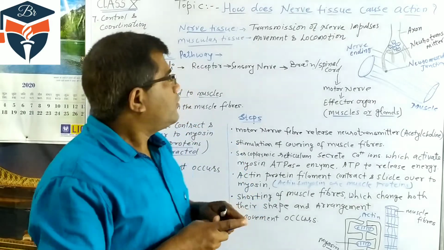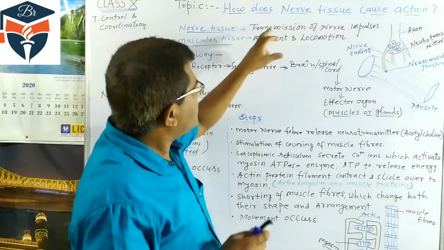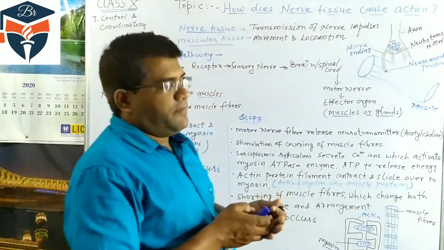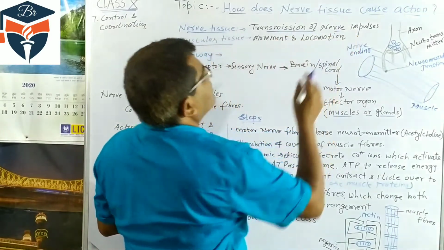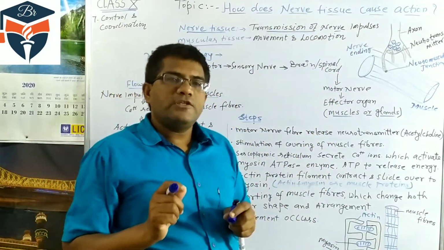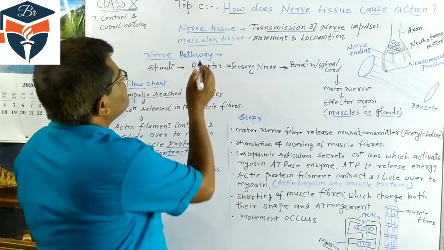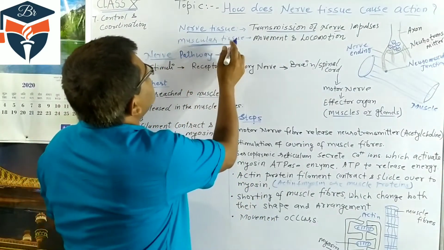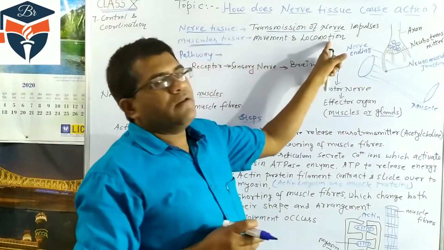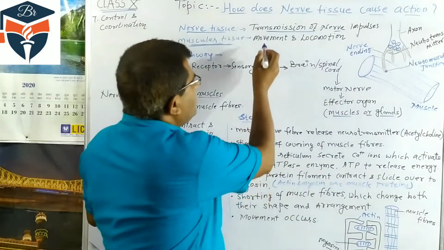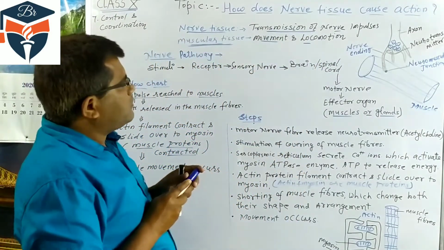But there is not too much role of the nerve tissue. Nerve tissue only helps in transmission of the nerve impulses, which are passed from one place to another. Muscular tissue is the main tissue. It helps in movement and locomotion. Movement and locomotion are caused due to this muscular tissue.